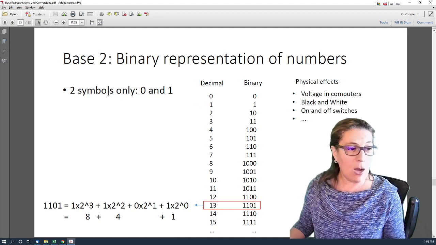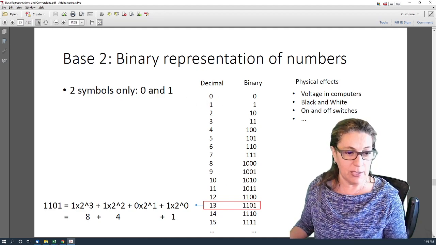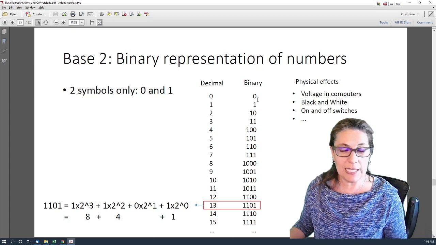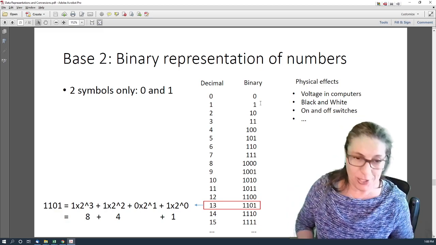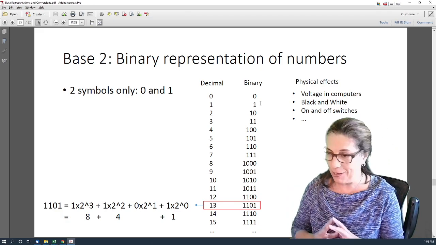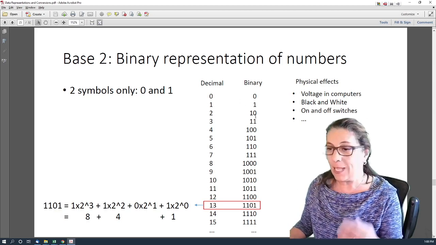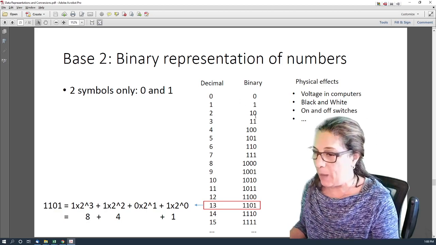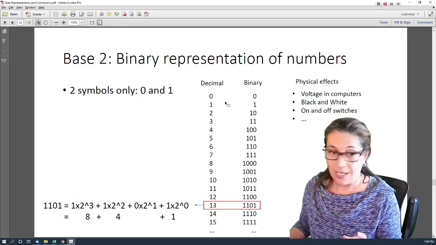So how are we going to represent all the numbers that we know and love in decimal representation? How do we represent them in binary? Well, it's the algorithm, and I'm going to use this word carefully because I haven't talked about algorithms yet, but the mechanized process for composing in binary is exactly the same as the mechanized process for composing in decimal numbers.